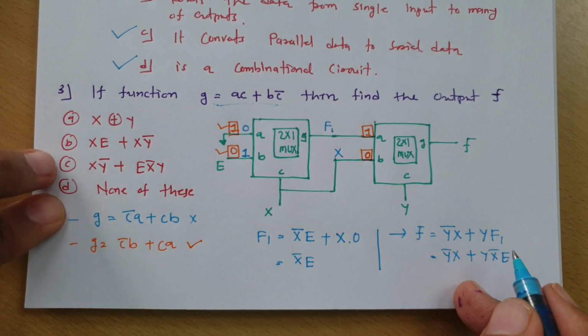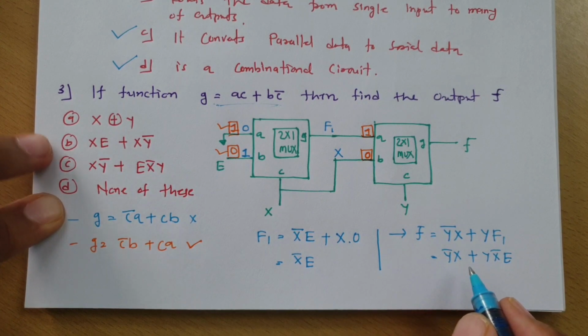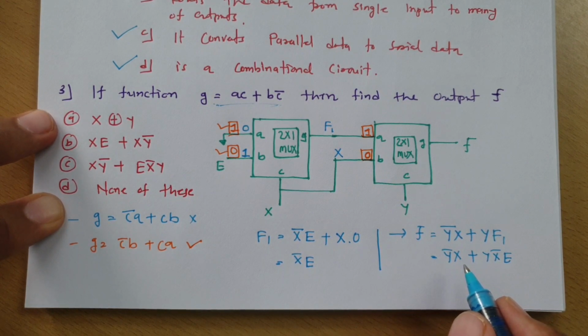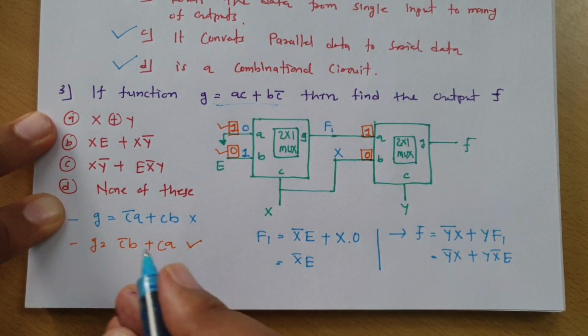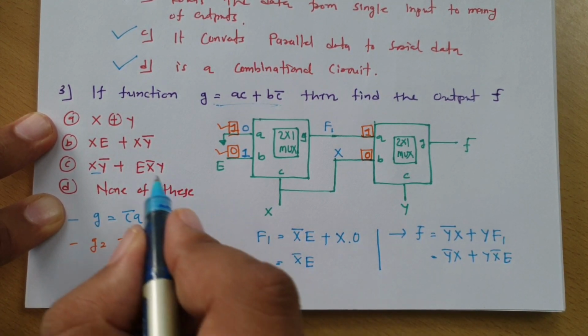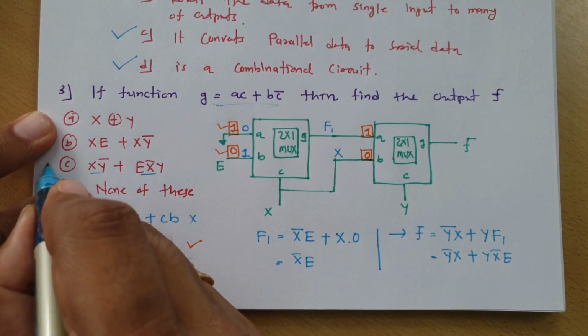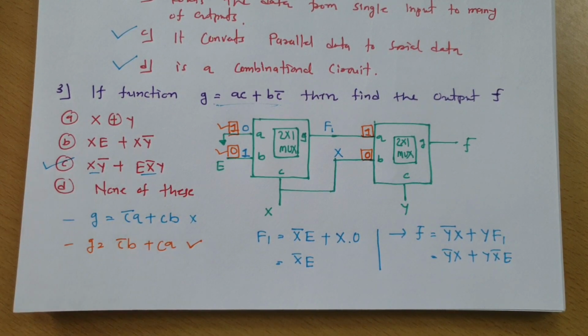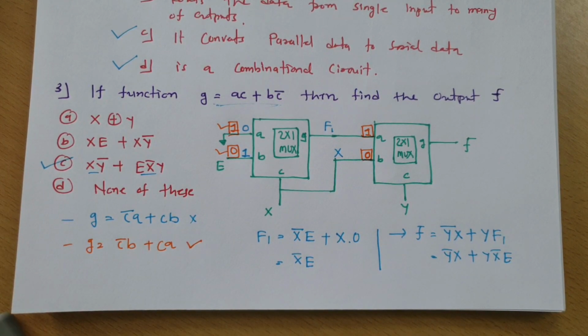Now, we need to see, is it there in the options for output F? So, X Y bar plus Y X bar E. See, this is there. So, we can say my option C is the correct one. So this type of tricky question will come in competitive examinations. At that time you should be ready with your understanding and then solve it with precision, then definitely you will get the correct answer.